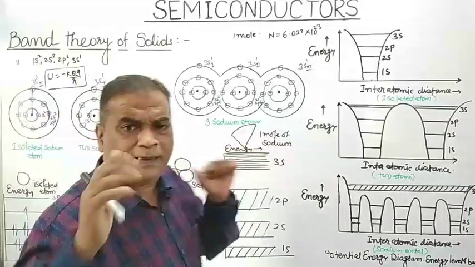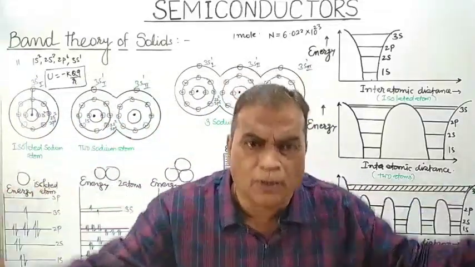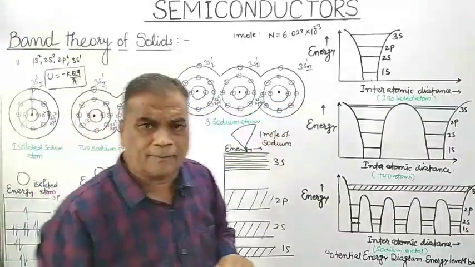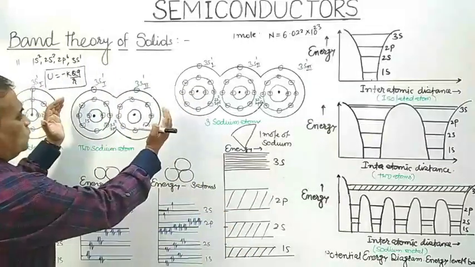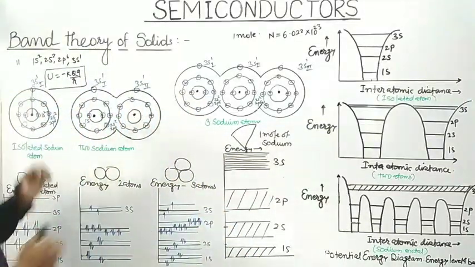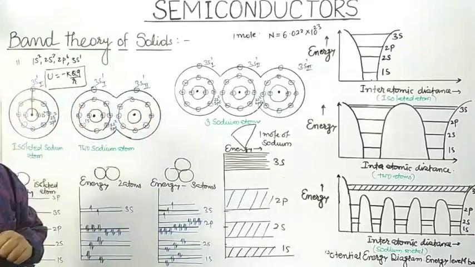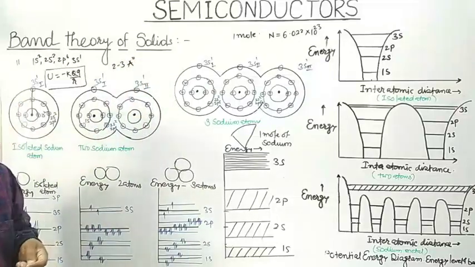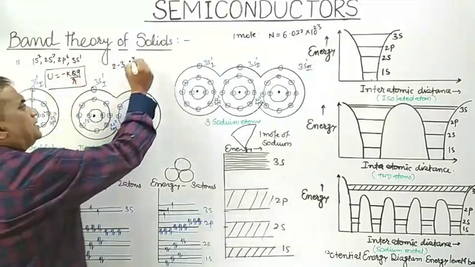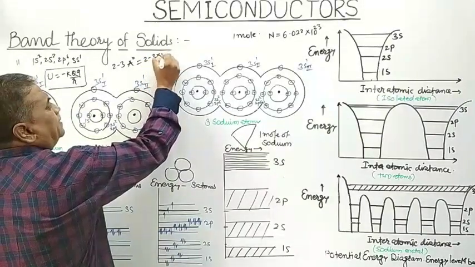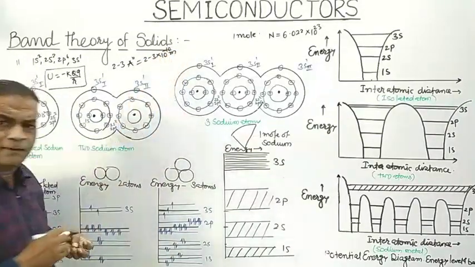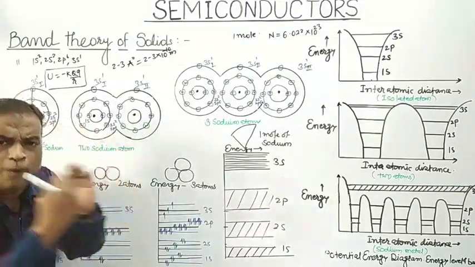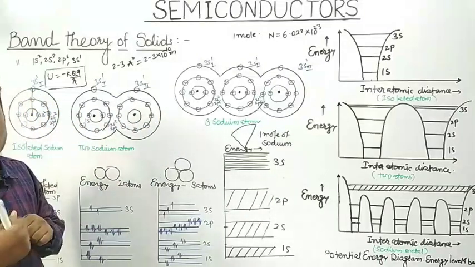During the formation of a solid, when solid sodium is formed, the atoms come close to each other. See here, two atoms of sodium. If they are brought very close to each other, if I reduce the distance of separation between them to the order of 2 to 3 angstrom, which means 2 to 3 times 10 to the power minus 10 meter, what happens? Actually, the orbits of the two atoms will overlap. There is an overlapping of atomic orbitals.